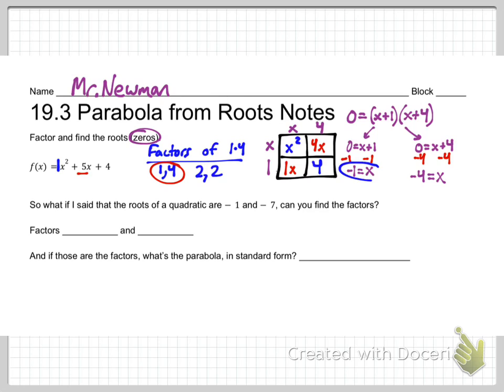So, could you work backwards is my next question. What if I had told you the roots were negative 1 and negative 4? Could you find x plus 1 and x plus 4? Well, sure, it's just kind of like x and then the opposite of whatever you have. So, let's do this other problem.